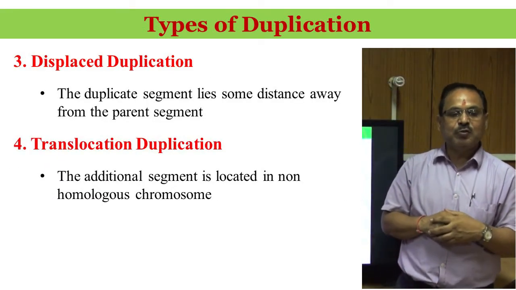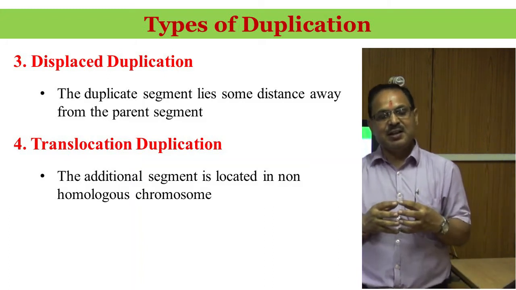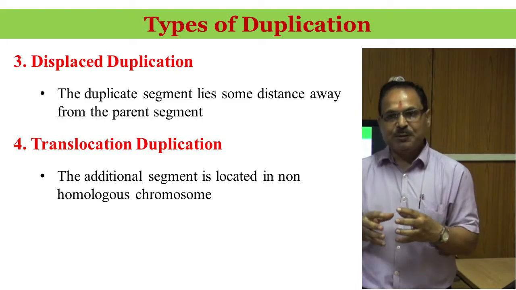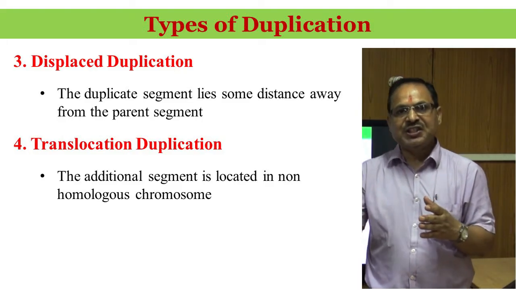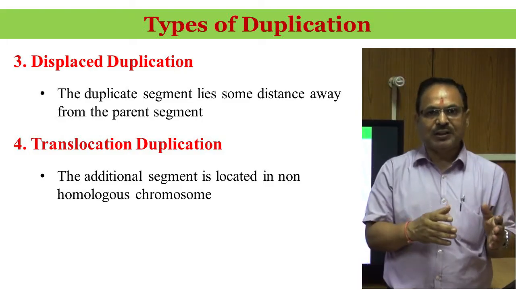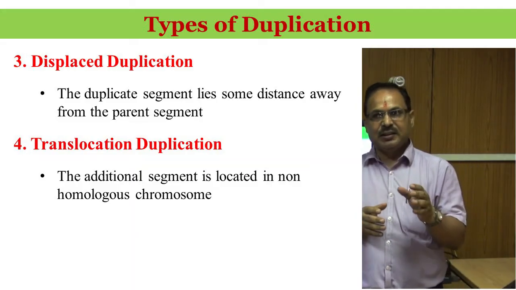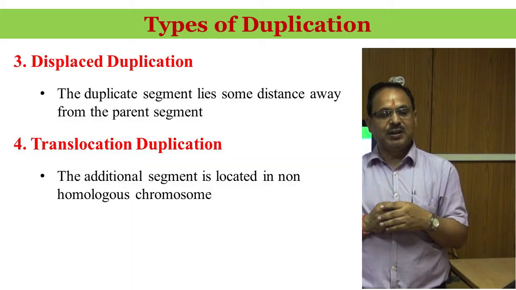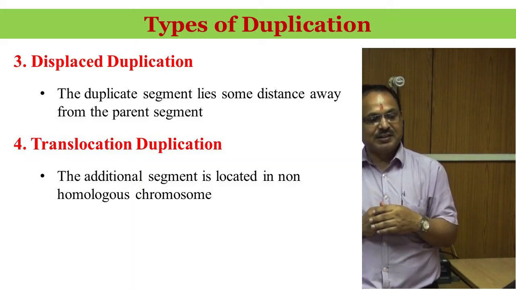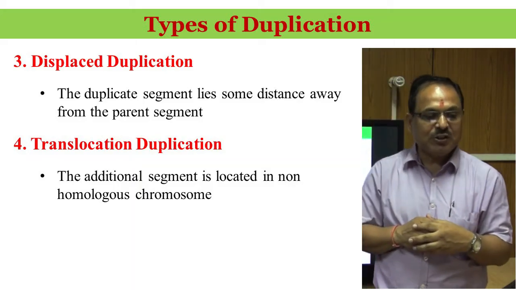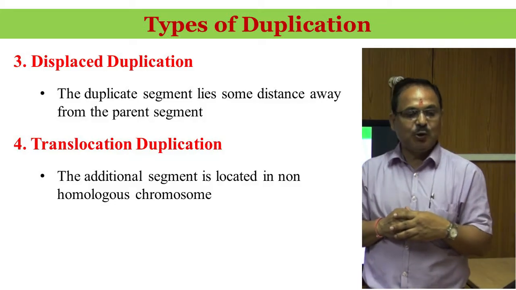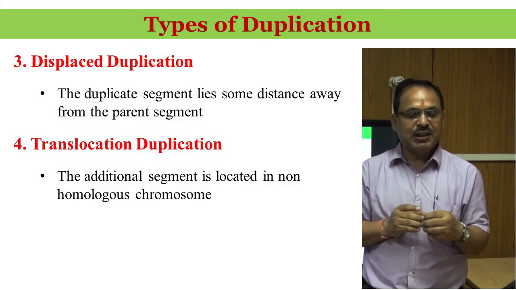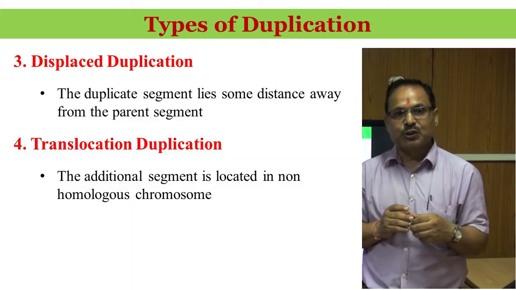Next one is the displaced duplication. In this type of duplication, the added segment is placed somewhat distantly from the original one. It means that it may be some distance away from the original parent segment. And the last one is the translocation duplication. In this duplication process, the additional segment is located on a non-homologous chromosome.